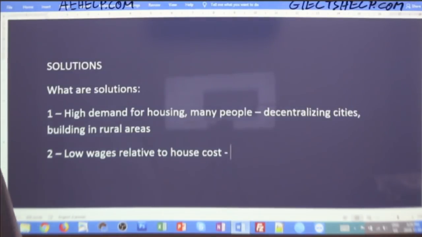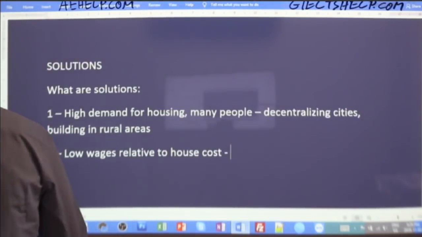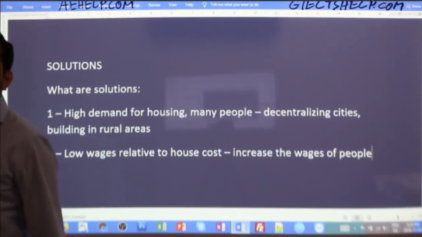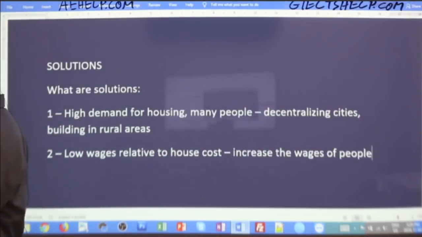So Naveen says they could provide incentives to people who are unable to pay for housing. Yeah, I think you have something interesting there, Naveen. What kind of incentives? So what would be a good incentive to help this situation? I think one of the easiest solutions would be simply to increase the wages of people. Okay, so that could be one.